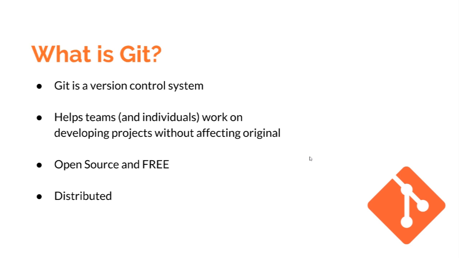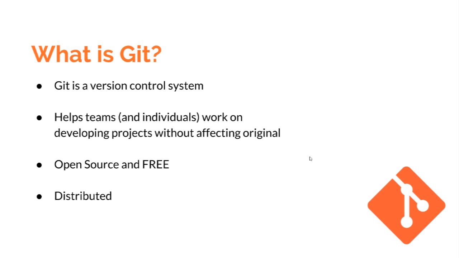Another fantastic element about Git is that it is open source, so it is constantly developing all the time, and it can be worked on by people all over the world, and it's completely free. So it's fantastic. Another thing that's great about it is that Git is a distributed system.